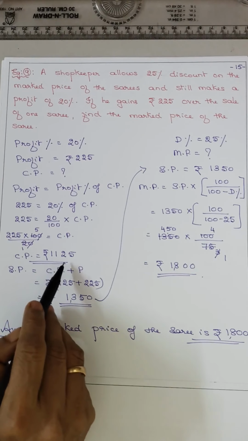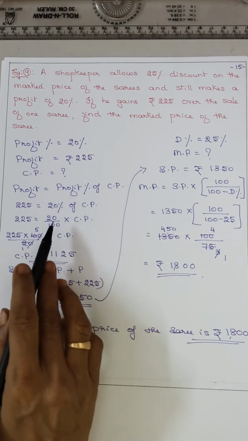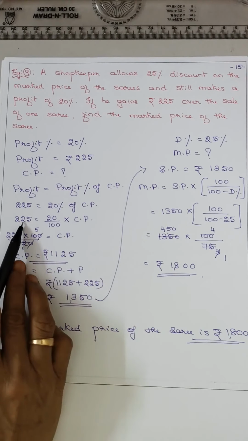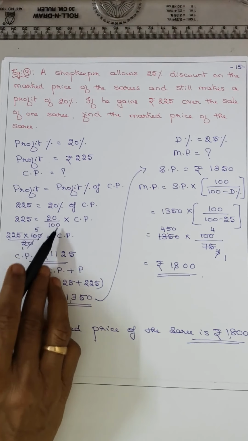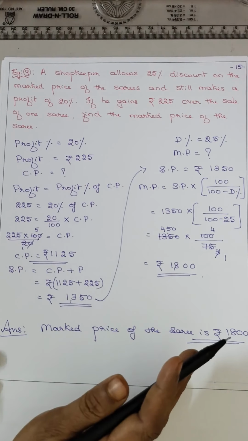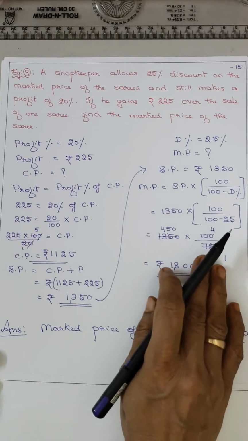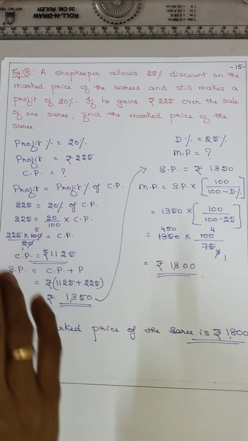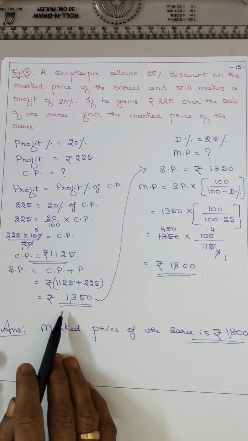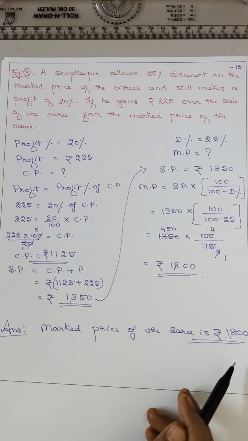आपको मिलेगा 1125. 225 इज इक्वल टू 20% ऑफ CP. 20% मतलब 20 अपॉन 100. CP राइट साइड में ही रखो. 225, 100 goes to the numerator, 20 comes to the denominator. फिर कैंसिल करेंगे तो आपको मिला 1125. तो MP फाइंड आउट करने के लिए हमें SP चाहिए. तो SP इज इक्वल टू CP प्लस प्रॉफिट. सो दोनों को ऐड करेंगे तो आपको मिला 1350. फिर MP का फॉर्मूला डालो. 1800 MP मिला.